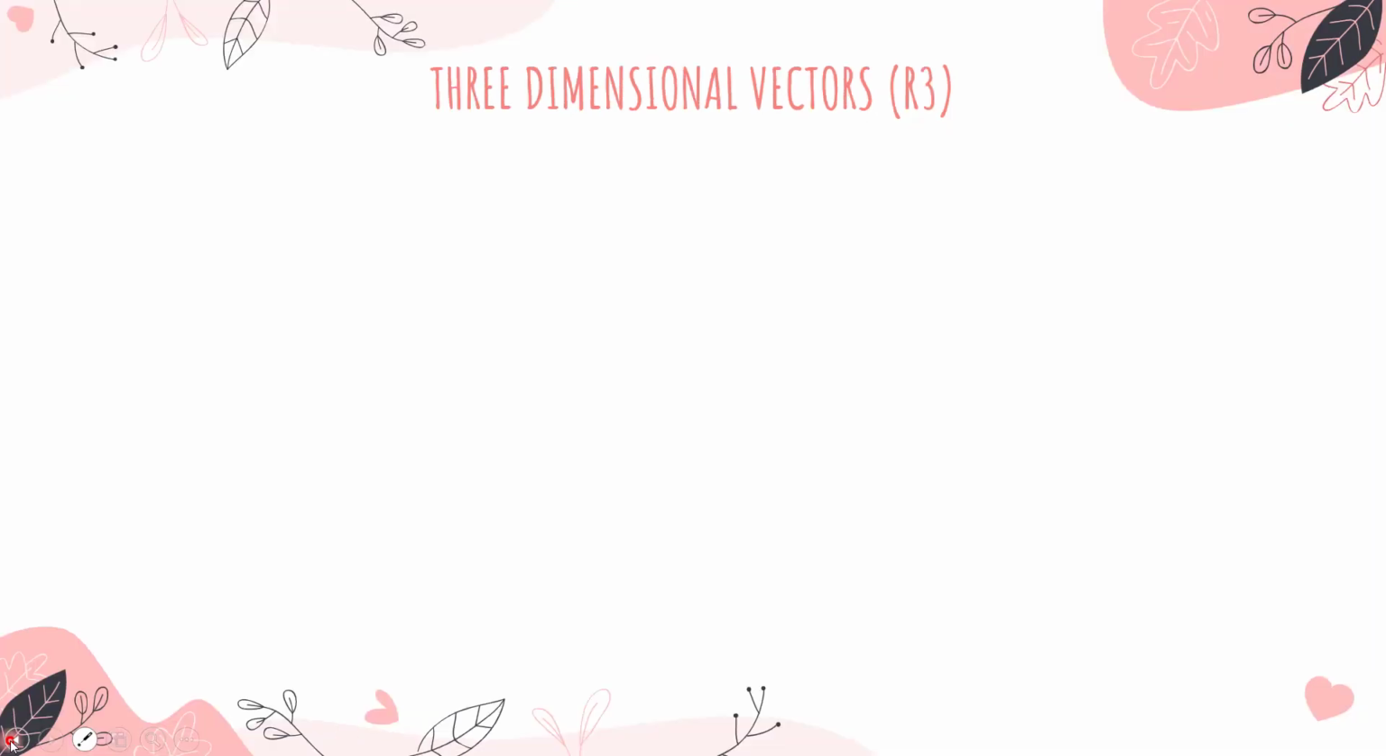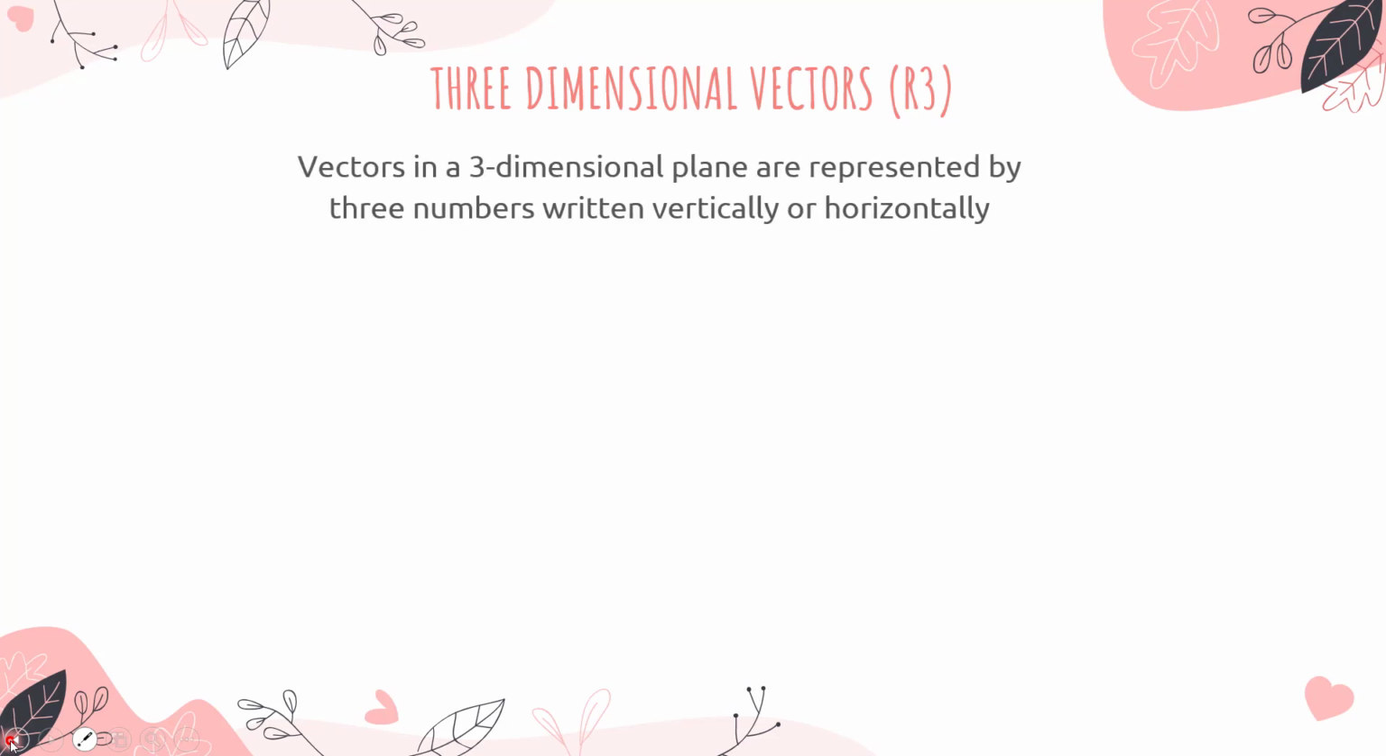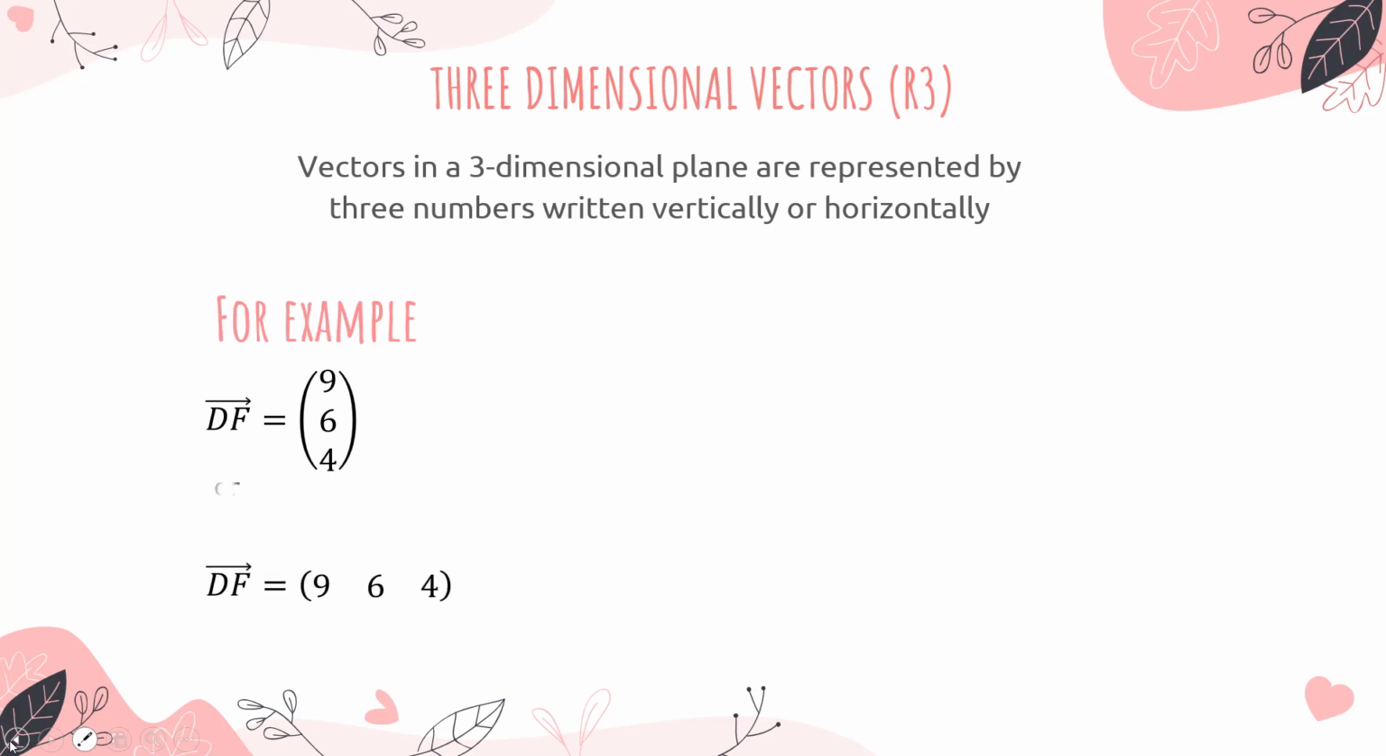What about vector in a 3-dimensional plane? In a 3-dimensional plane, vectors are represented by 3 numbers written also vertically or horizontally as before. This is an example of vector DF. 9 is the displacement in the x direction. 6 is the displacement in the y direction. And 4 is the displacement for the point further or closer to the source. This is also the row matrix that represents the displacement of vectors.